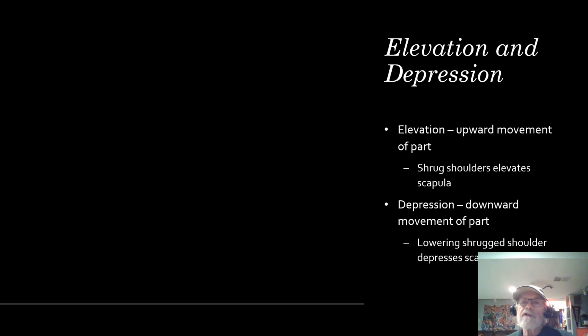If I look at elevation and depression, a lot of times we're talking about an upward movement of a part, such as shrugging the shoulders, which elevates the scapula. The scapula moves upwards to shrug the shoulders. If I lower the shoulders, that's called depression. So if something's moving upwards, it's elevation. If it's moving downwards, it's called depression. Doesn't take a rocket scientist to figure that one out.